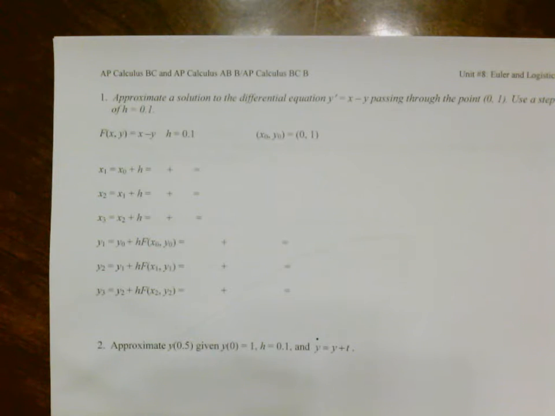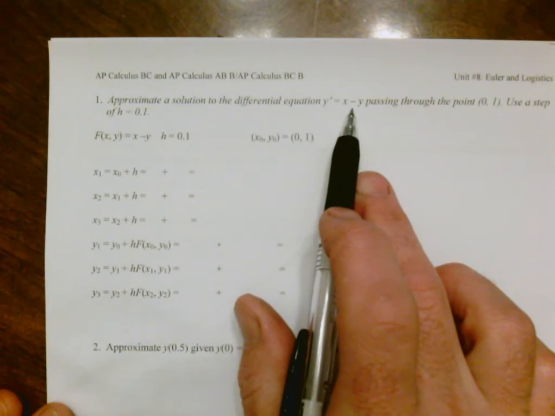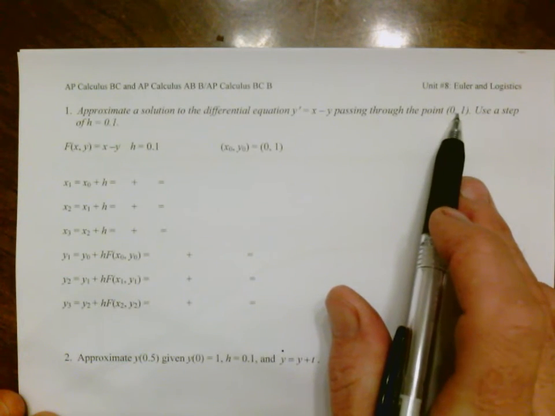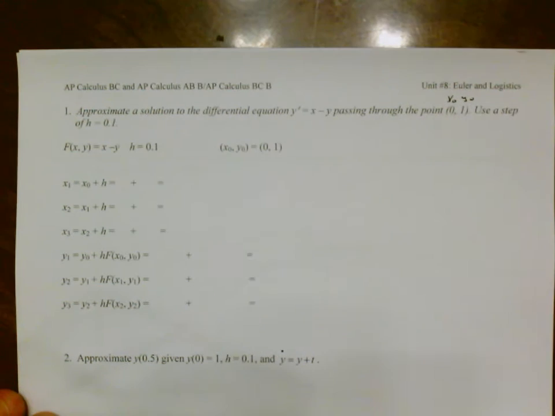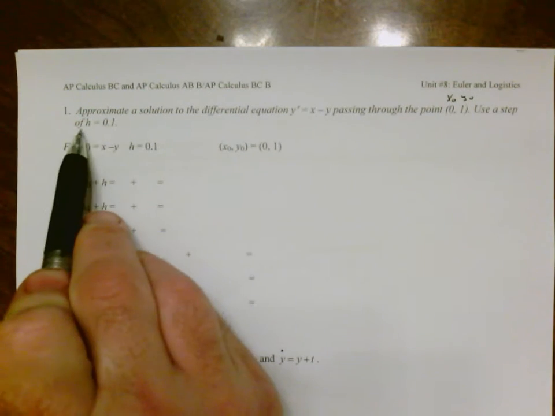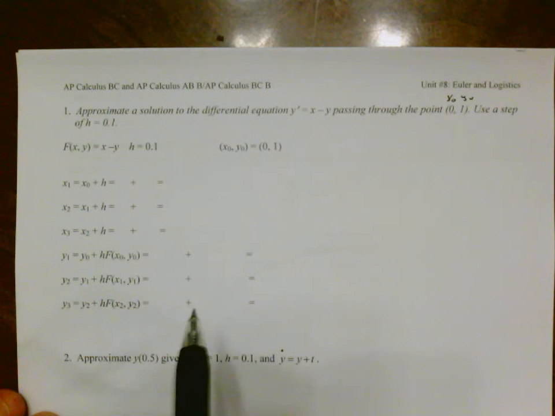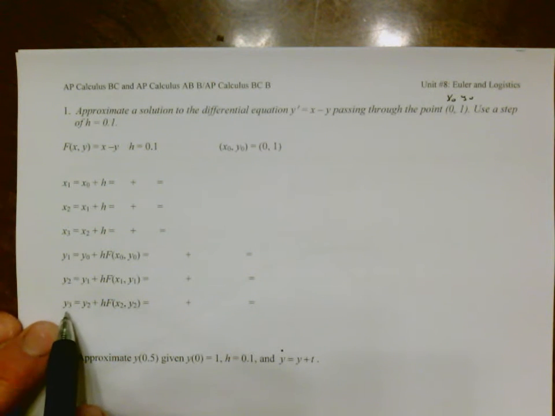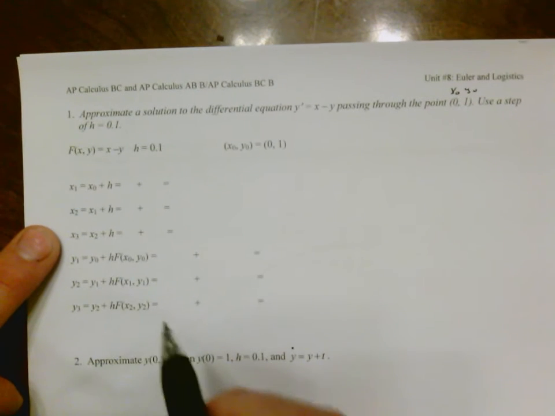Okay, so we're going to approximate the solution to the differential equation y prime is equal to x minus y, passing through the point (0, 1). So this is where it's going to start. So this is my x naught, y naught value. Use a step of h is equal to 0.1. Now it doesn't really give us a question here, but I know I'm going to go up to y3 or x3. So let's go ahead and fill these in.